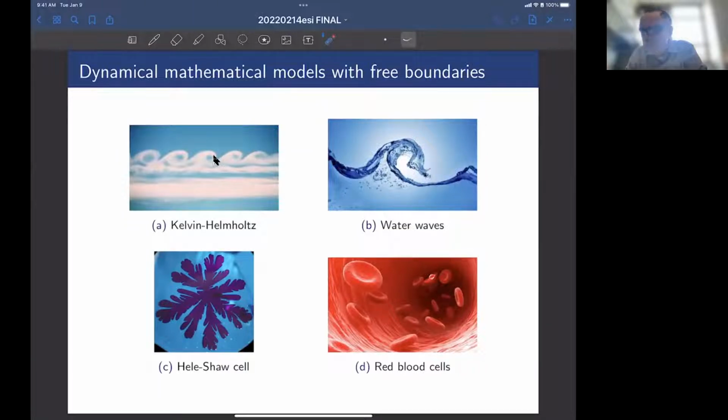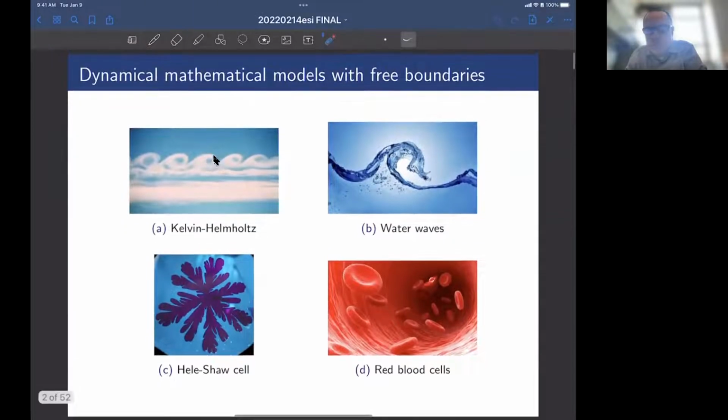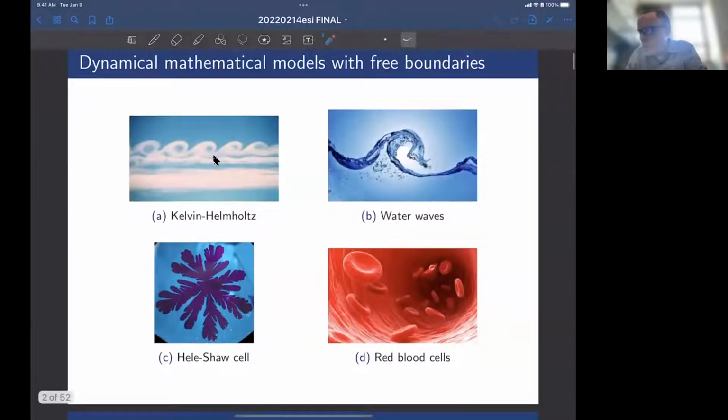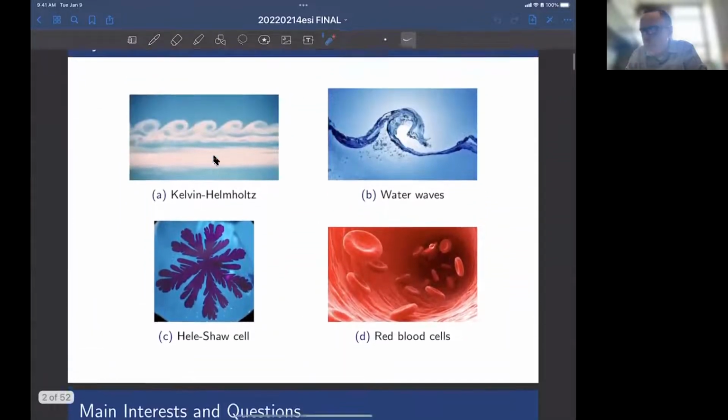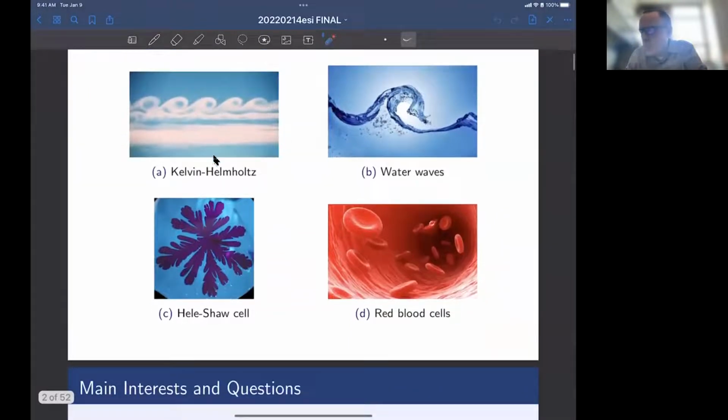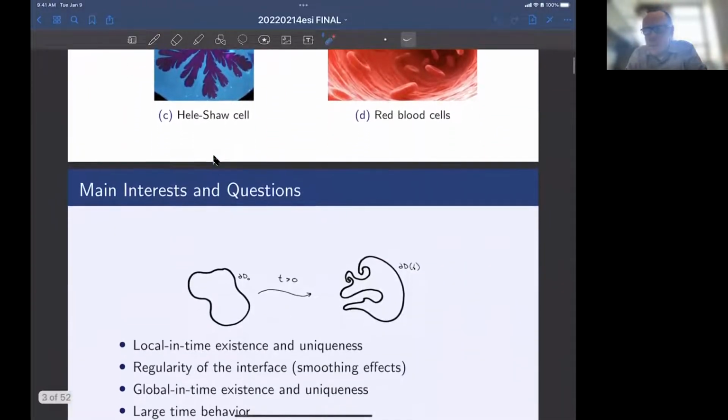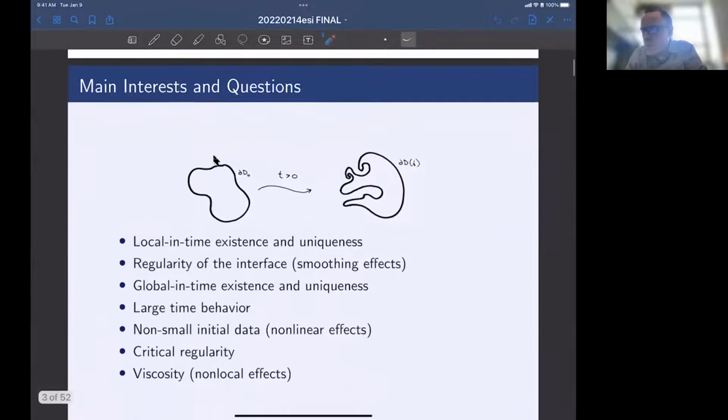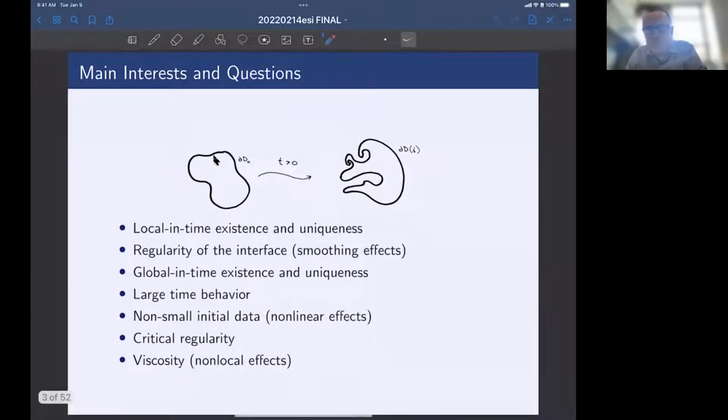And this is kind of new. It's not a new equation, but it's a new direction in the analysis of PDE studies in free boundary problems. And I'll explain that more later.